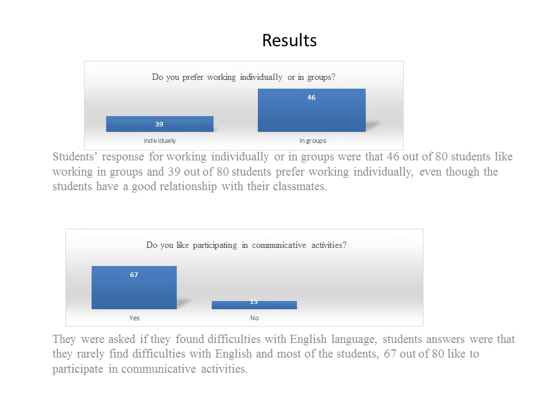Do you like participating in communicative activities? was another question. 67 students said they like to take part in communicative activities.